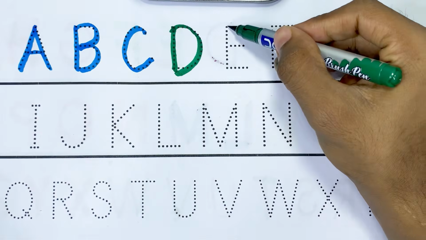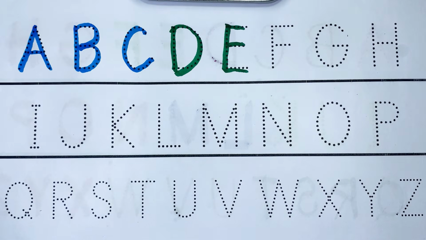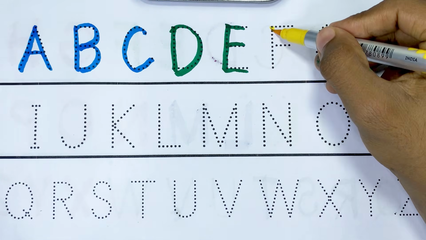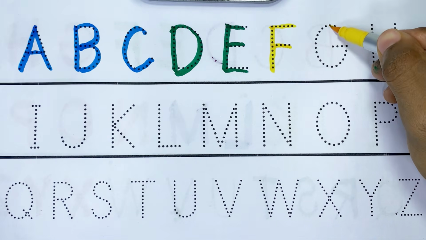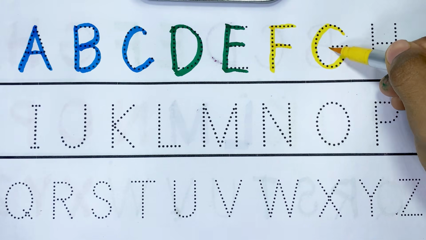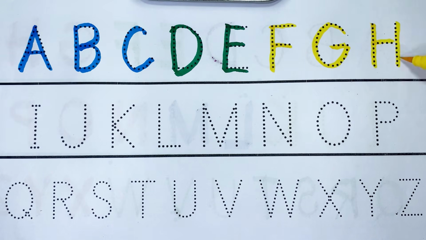D. D for dog. E. E for elephant. Kids, now you draw F. F. F for fish. G. G for God. H. H for helicopter. Kids, now you draw I.